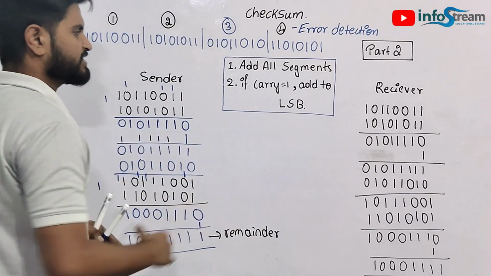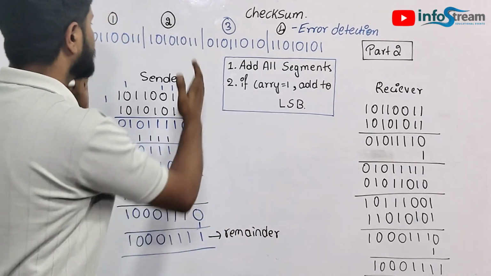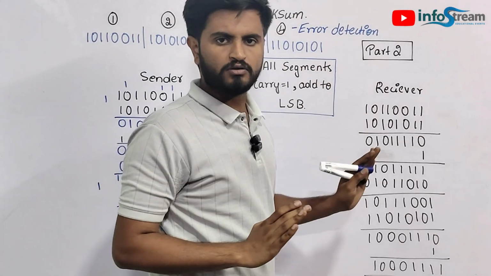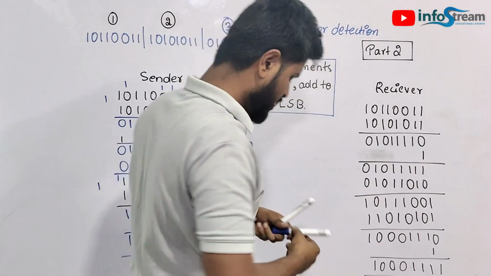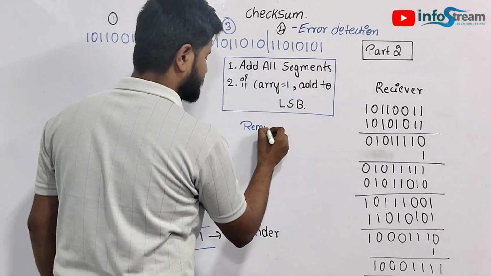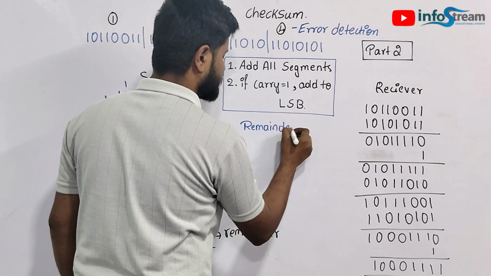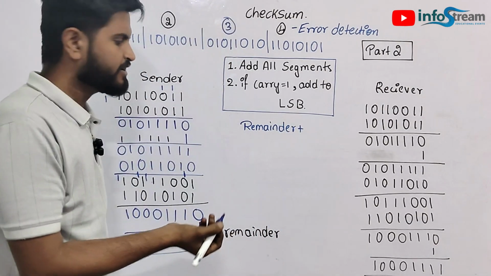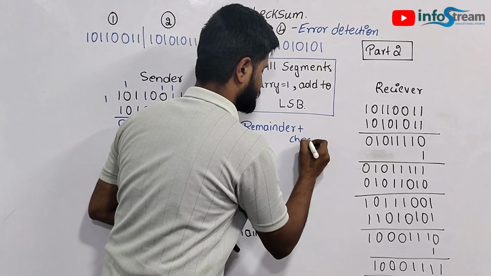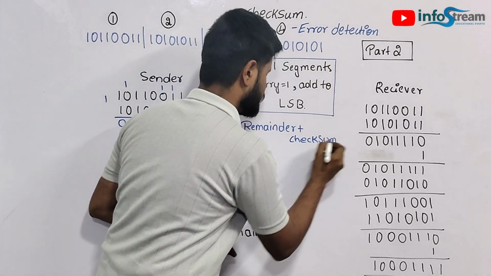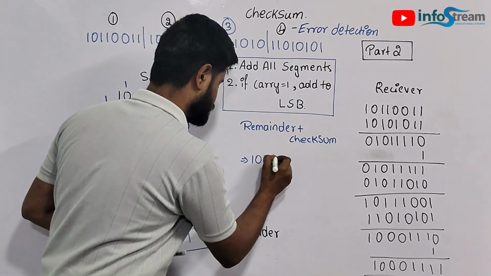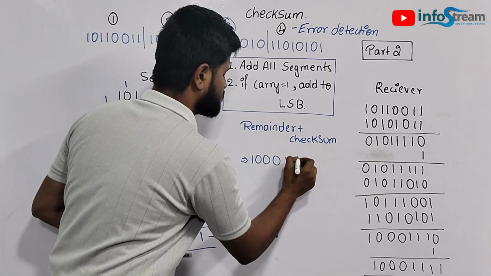So now at the receiver side there will be a check whether the message sent from the sender side is received correctly or not. How? First it will take the remainder. In both sender and receiver side the same remainder is there, and it will add the checksum to that remainder. So we know the value of the remainder. What is the value of the remainder? 1 0 0 0 1 1 1 1.